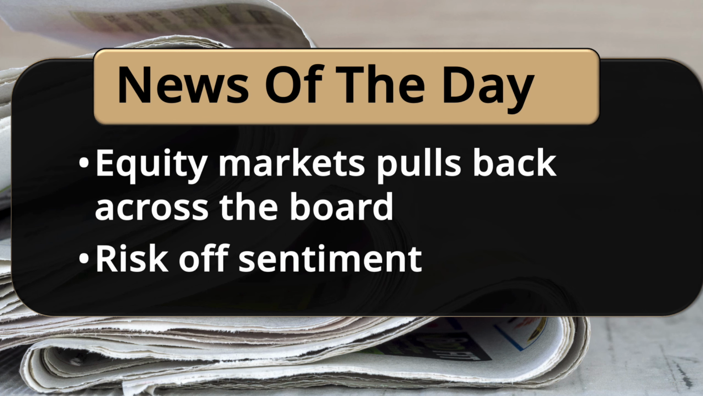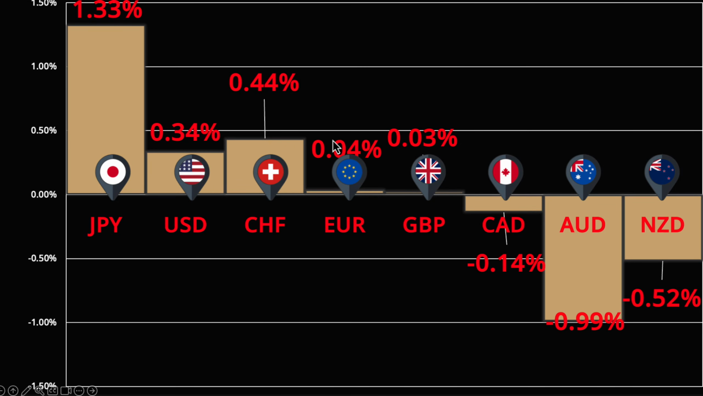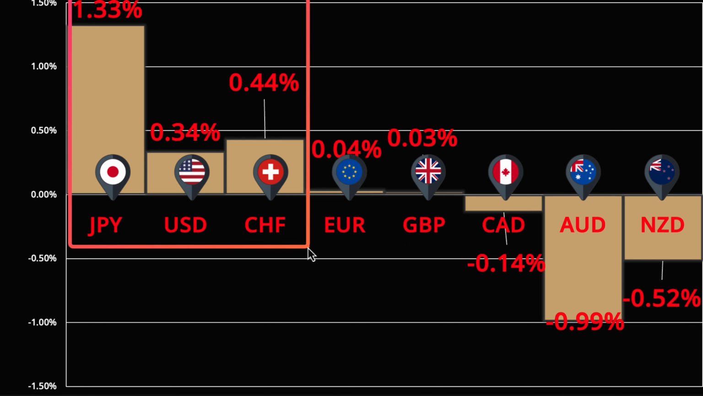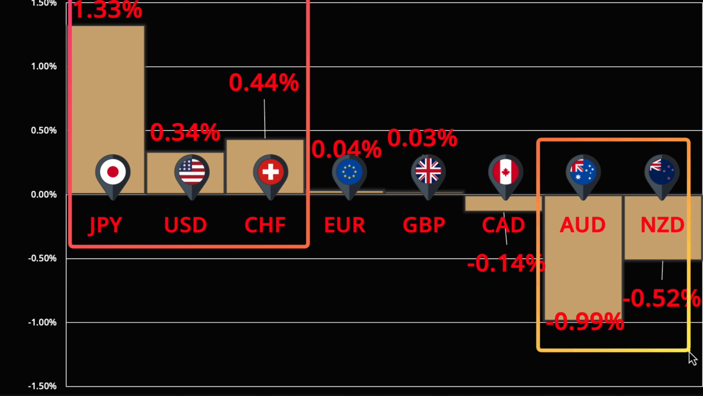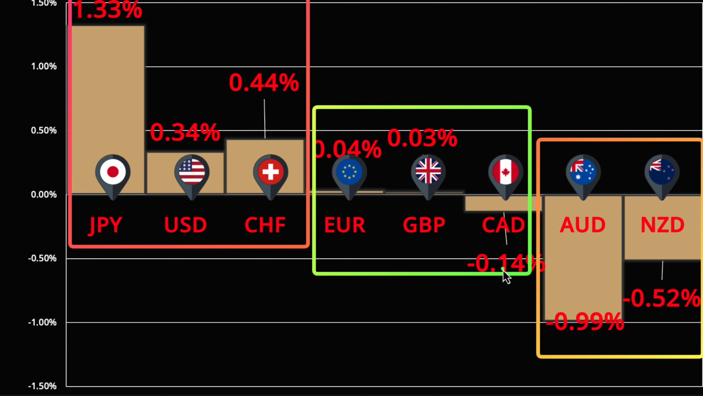Now, if you just look at the numbers here, this was a pretty traditional risk-off day. You can see that the yen, dollar, and Swiss franc is where the money went. Aussie and Kiwi is where the money came out of. The euro, pound, and even CAD didn't do much. So this is why it's important to take a look at relative strength and weakness and see exactly what's moving. And today, that's where we had the biggest movement, especially in currency pairs like Aussie yen and Kiwi yen, some massive movements there.